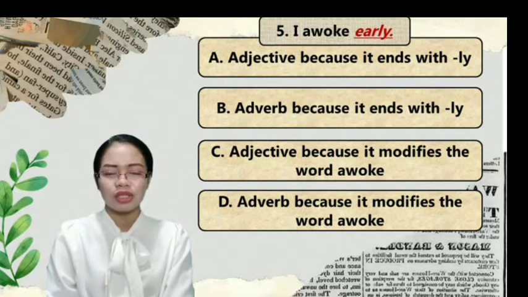Again, what is an adjective? It modifies only a noun and pronoun. And awoke is not a noun or pronoun. It's a verb, so it means it's not an adjective. So it means letter C is also not the correct answer. Meanwhile, letter D, adverb, because it modifies the word awoke, which is the correct answer.